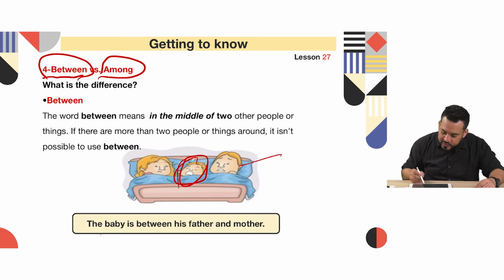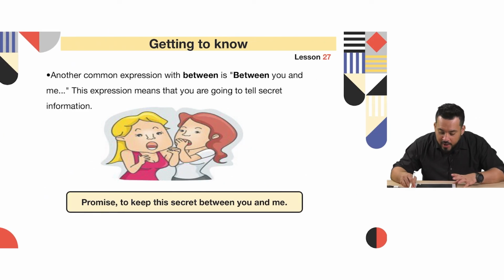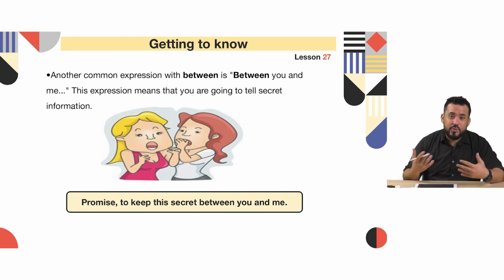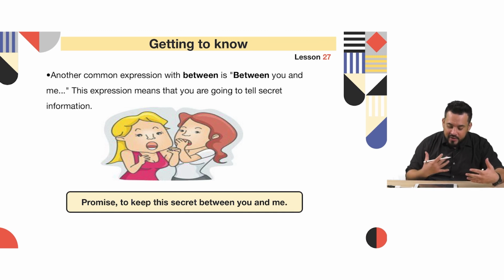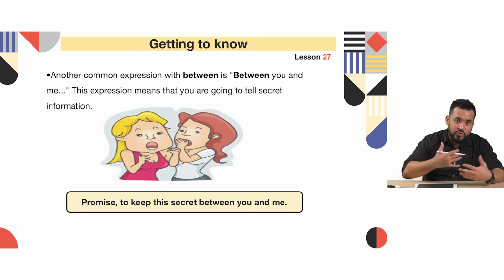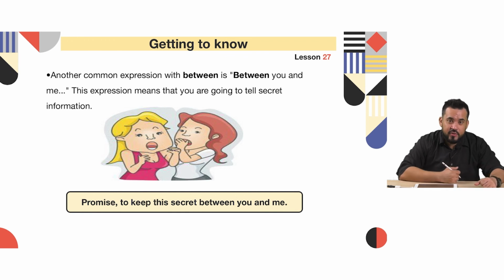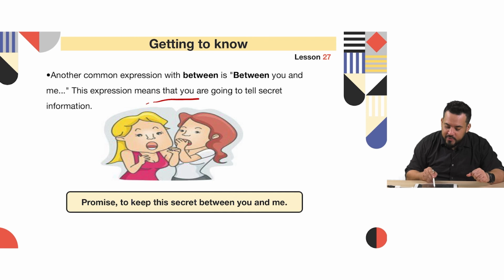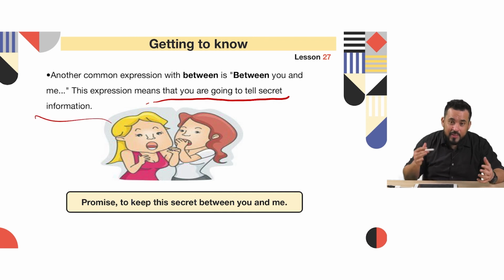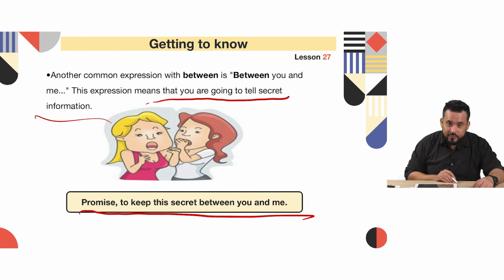You see, look at his father, not happy, not happy. There's a baby in the middle. All right, another common expression with between is between you and me. If you say between you and me, that is an expression very common in English. That means like, don't tell anybody, this is just between you and me. It's just like a secret, between you and me. All right, this expression means that you are going to tell somebody secret information. Promise to keep this between you and me and the rest of the world.